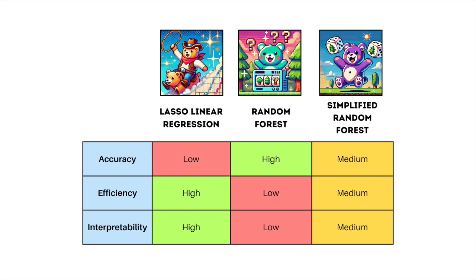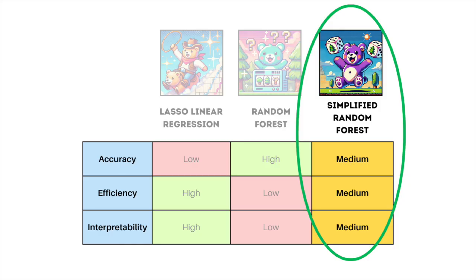The 2-feature simplified random forest model has medium accuracy relative to the other two. It's more efficient than the 4-feature random forest model, but also less efficient compared to the lasso model. It exhibits medium interpretability since it only uses 2 features. However, it's also nonlinear, which makes it harder to explain to stakeholders.